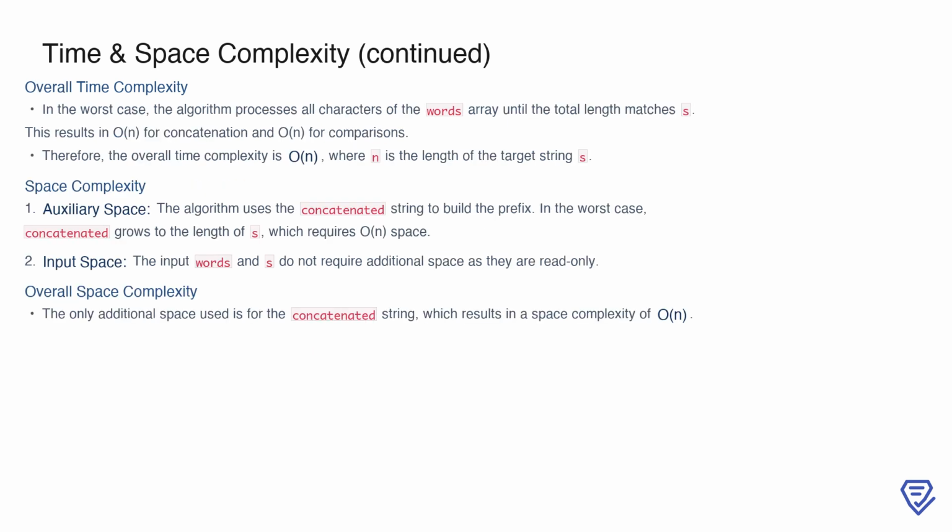The overall time complexity of the algorithm comes from the combination of concatenation and comparison operations. Both of these processes scale linearly with the length of s, meaning the total time complexity is O(n). Now, moving to space complexity, the algorithm uses an auxiliary string, concatenated, to build the prefix incrementally. In the worst case, this string grows to the full length of s, requiring O(n) additional space. The input words and s themselves are read-only, so they do not contribute to the additional space usage. As a result, the overall space complexity is also O(n), driven solely by the storage required for the concatenated string.